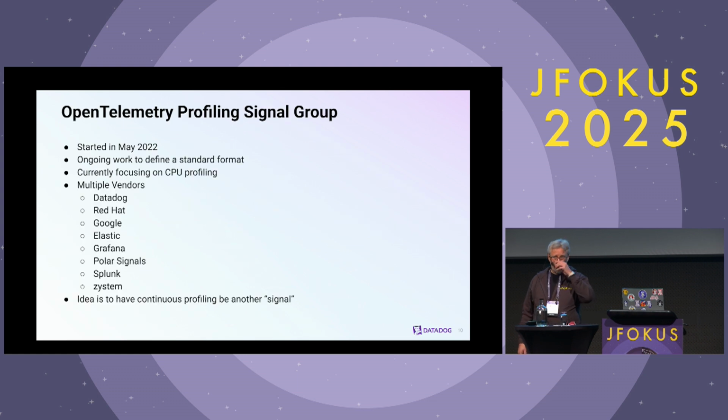And since May 2022, there is an OpenTelemetry profiling signal group that is working on standardizing continuous profiling. So there's ongoing work to define a standard format. There are a lot of companies involved in this. Datadog is one of them. That's where I'm from. Red Hat, Google, Elastic, Grafana, Polar Signal, Splunk. You know, most of the names are there working on this problem. And the idea is then to have continuous profiling be another signal.